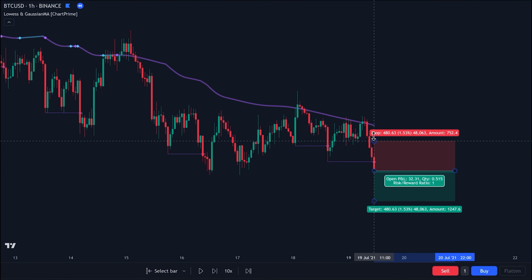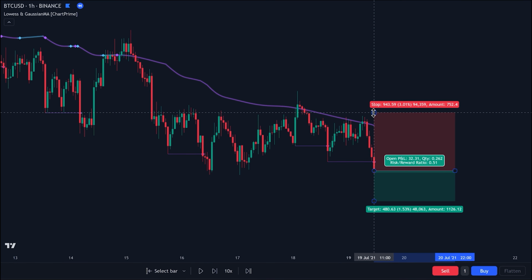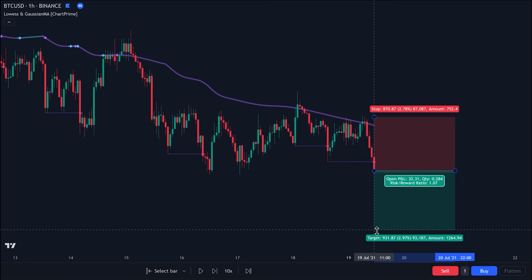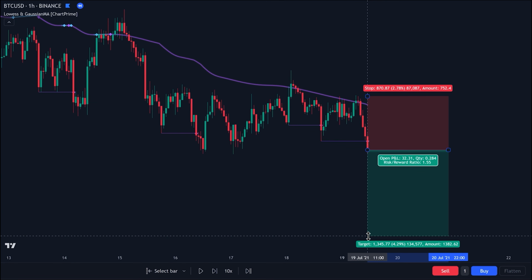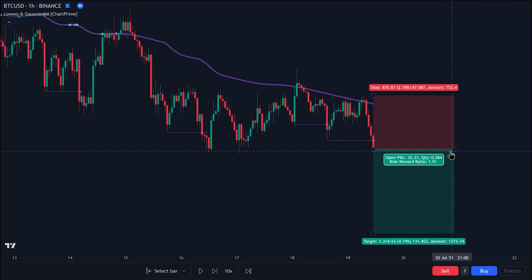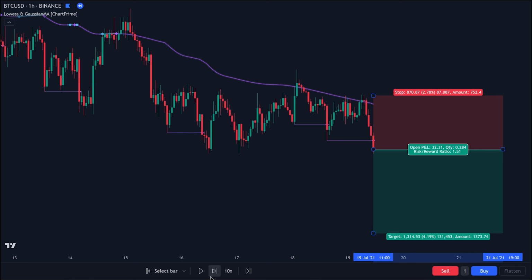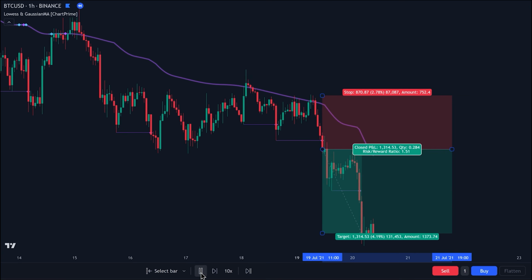To manage risk, we set our stop loss just above the recent swing high. Our take profit target is set lower, aiming for a risk-reward ratio of 1.51. By combining the resistance from the Gaussian moving average and the rejection at the pivot, this trade setup provides a strong entry point into the ongoing downtrend.